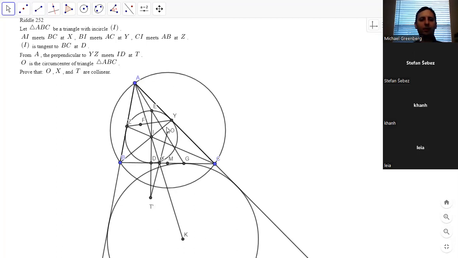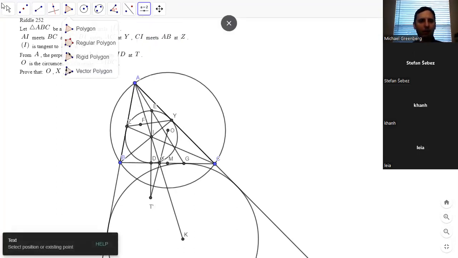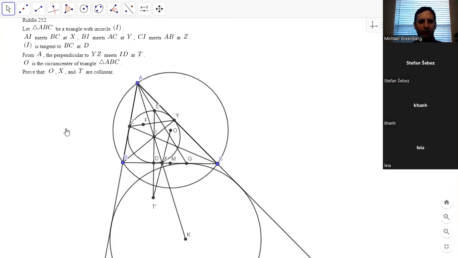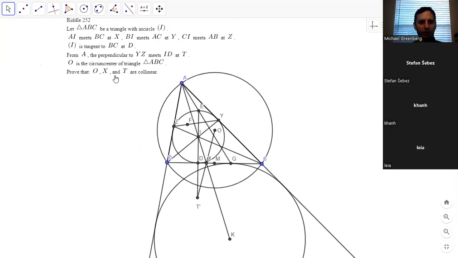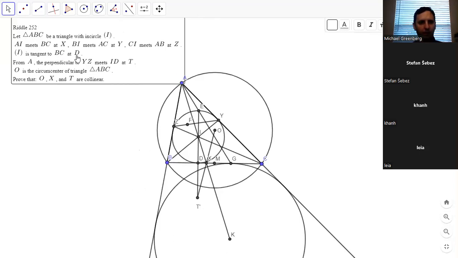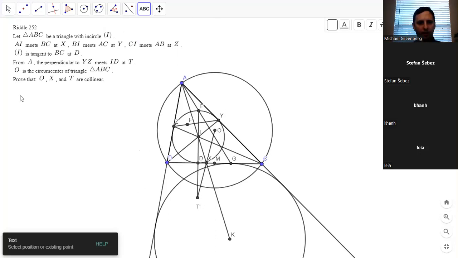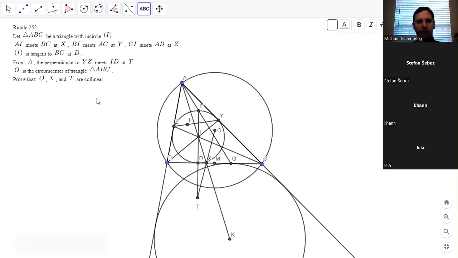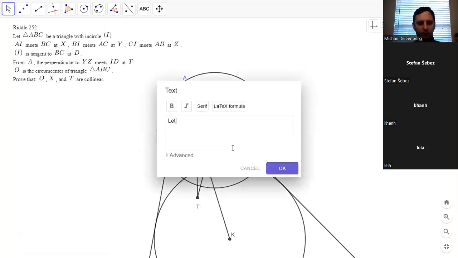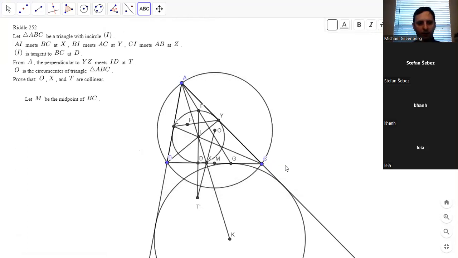So yeah, we use two facts. I'll just write it. I'll just start out saying those two well-known facts. So let M be the midpoint of BC, and let OX meet ID at T prime.